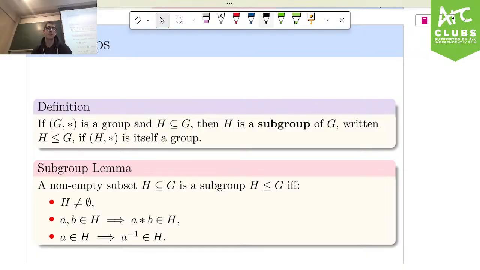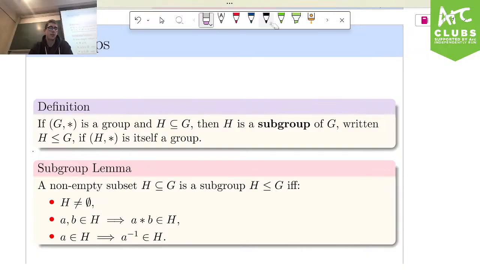When we have a subset in terms of G itself, H is a subset of G. We would write that like this. And it also turns out that H with the same operation is itself a group. Okay, and then we denote it like this to say H is a subgroup of G. All right, so that's our little definition.